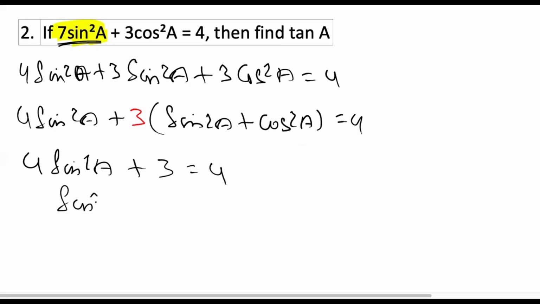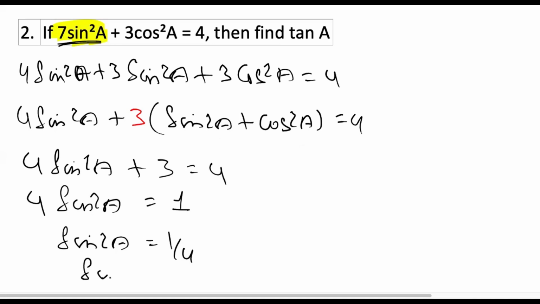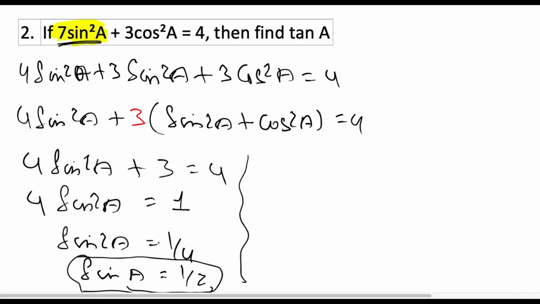So now you see this is sin square A, that's 4 times. On transposing 3 to the other side, it is 4 minus 3, which is 1. Further, I can say that sin square A should be 1 over 4, and sin A should be plus minus half, but considering only the positive value as we are dealing with acute angles in class 10. So sin A is equal to half.